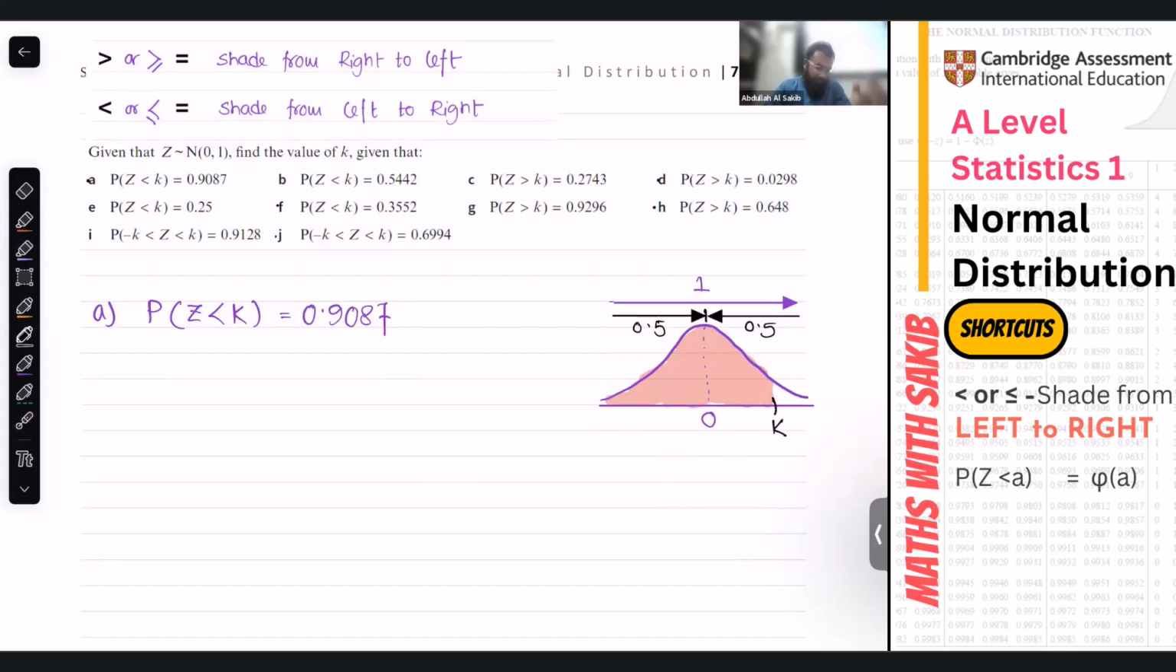If we use the shortcut, I can write phi K. So phi K is 0.9087. So K will be equal to phi inverse 0.9087. Just write it down: phi inverse 0.9087. So we need to know the value of Z where the probability is 0.9087.